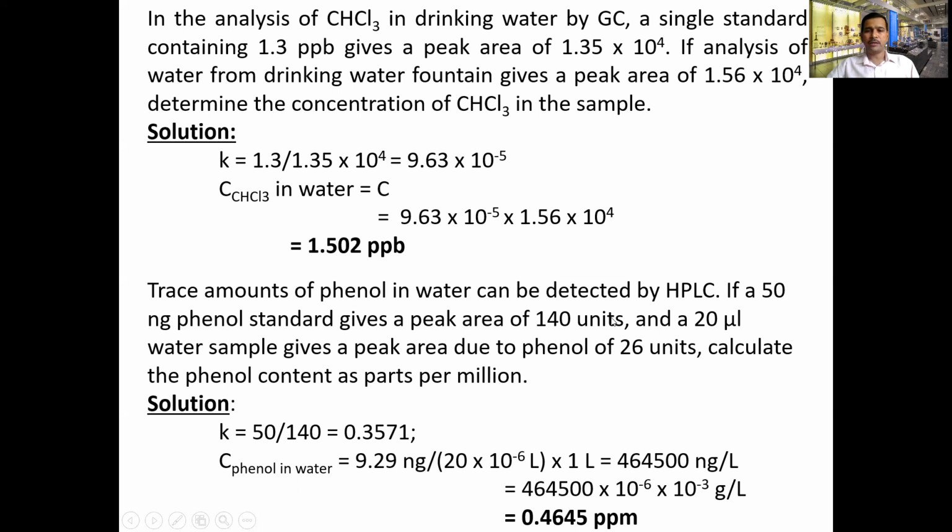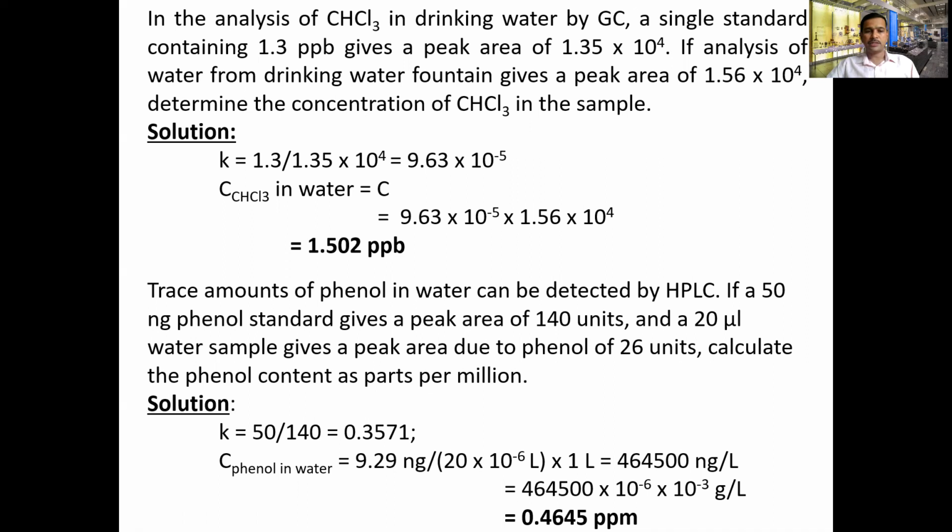So a standard phenol of 50 nanogram was introduced to the HPLC column. The signal given by the instrument is 140 units. So K is equal to concentration, 50 nanograms, divided by the instrument signal, 140 units. So the value of K is 0.3571. A 20 microliter sample was introduced and the instrument signal is 26 units. What is the concentration? So calculate the phenol content as parts per million. You have to determine that.